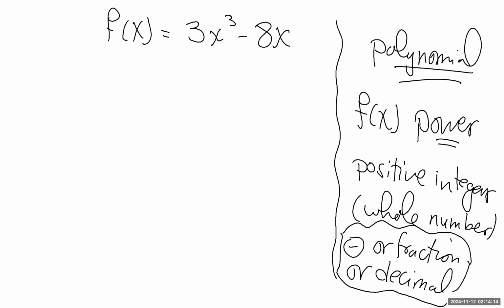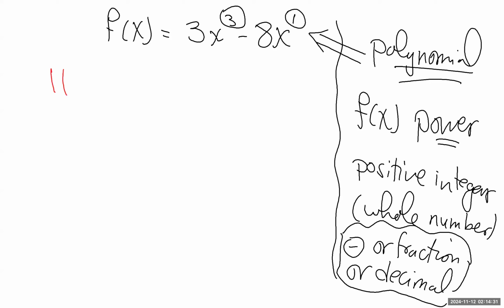So the polynomial means that you have to look at the power. Look at this one here. This is the power 3. And this is the power of 1. So this one is a positive whole number. So this one will be considered to be a polynomial. Is it clear? Clear.